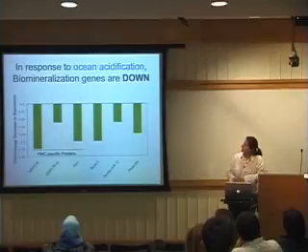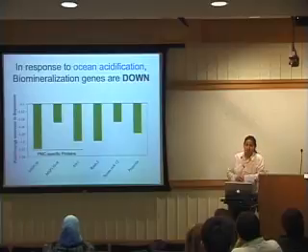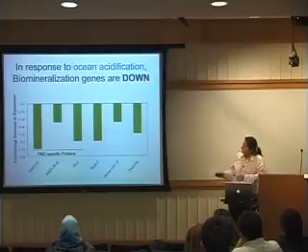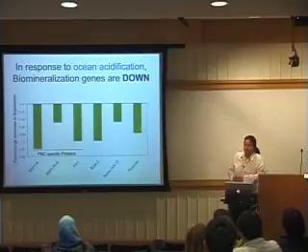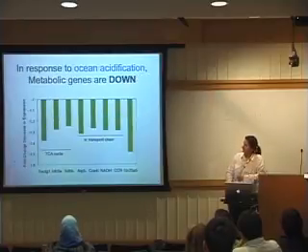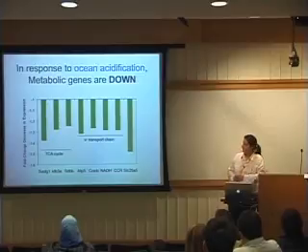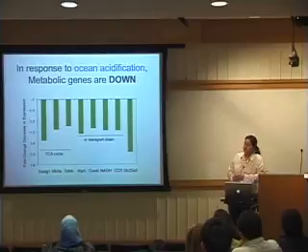And so what I'm showing you here is that in response to ocean acidification, in purple urchins, biomineralization genes are actually turned down. So a bunch of the genes that are found in the primary mesenchyme specific proteins are all turned down. And I sort of gave away the punchline on this one, but in response to ocean acidification, metabolic genes are also turned down.